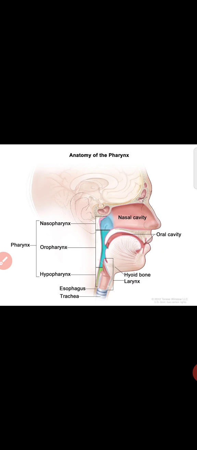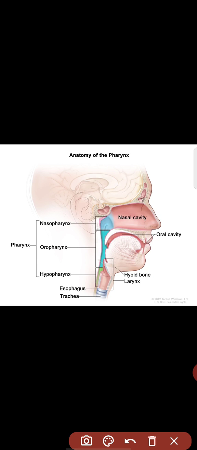That is 5 inch. Okay, near about 13 centimeter. So first we are going to discuss the nasopharynx. The uppermost portion, here in the diagram you can see, is known as the nasopharynx. Nasopharynx extends from the base of the skull up to the soft palate. Soft palate is the posterior superior part of the oral cavity.